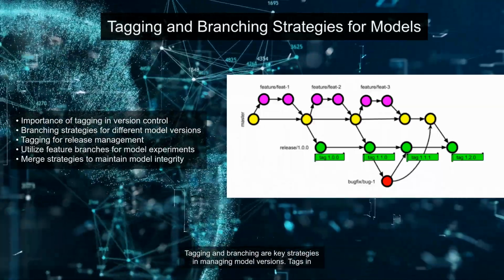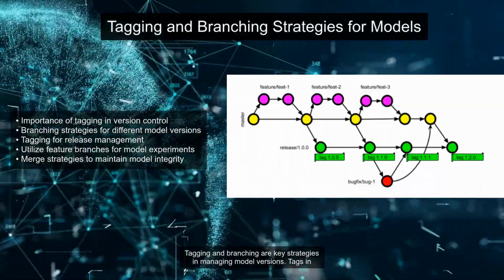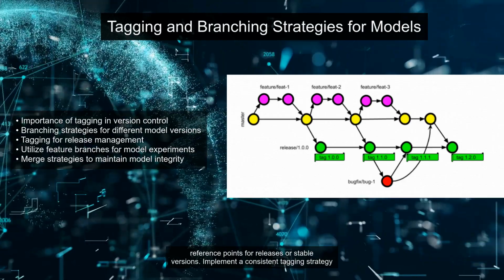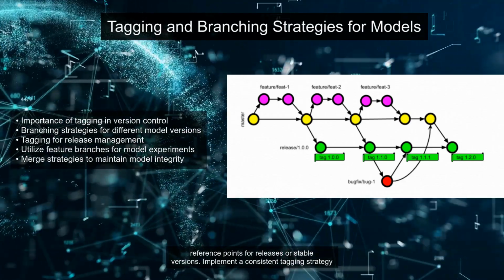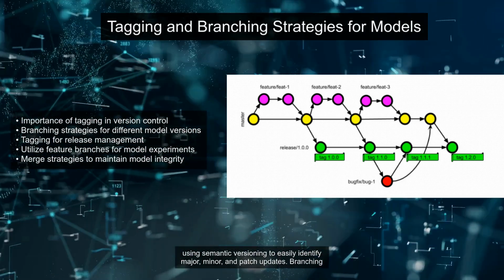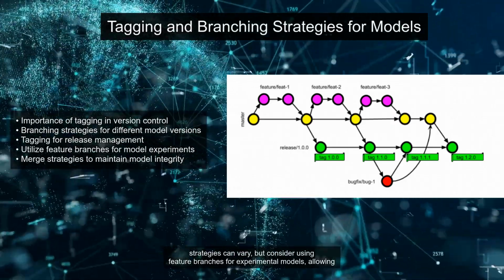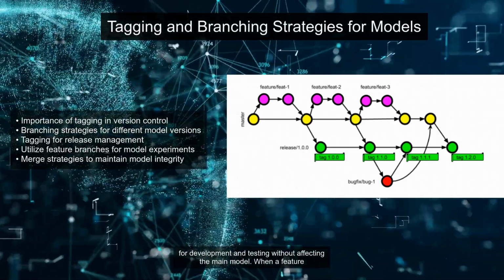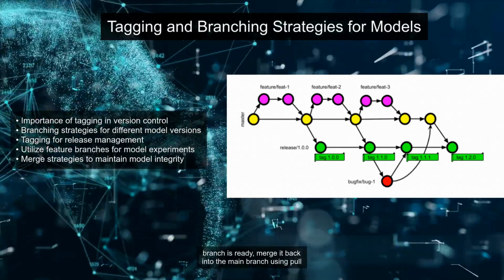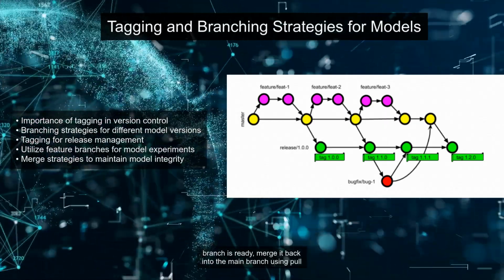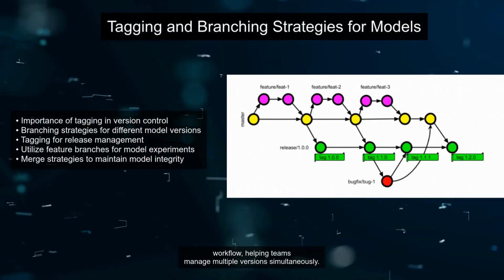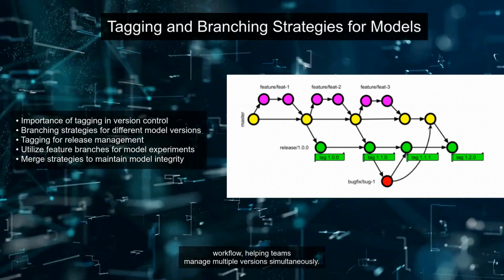Tagging and branching are key strategies in managing model versions. Tags in Git allow you to mark specific points in your model's history, providing reference points for releases or stable versions. Implement a consistent tagging strategy using semantic versioning to easily identify major, minor, and patch updates. Branching strategies can vary, but consider using feature branches for experimental models, allowing for development and testing without affecting the main model. When a feature branch is ready, merge it back into the main branch using pull requests to maintain model integrity. This approach ensures a structured and organized workflow, helping teams manage multiple versions simultaneously.